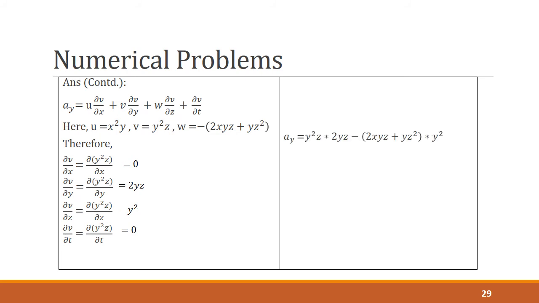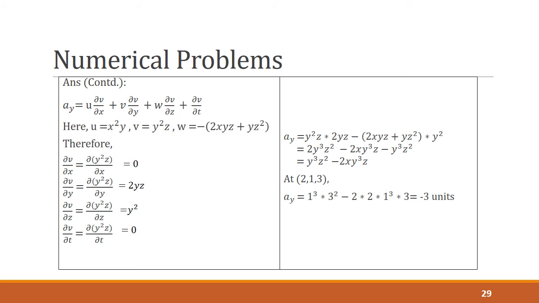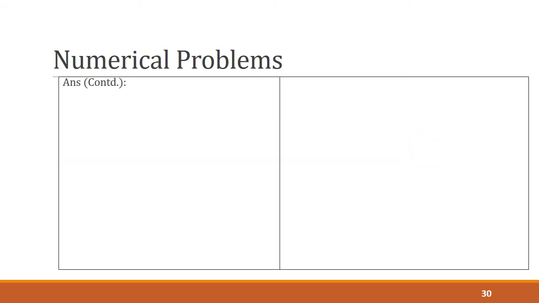Substituting this in the expression for ay, we would obtain ay is equal to y squared z into 2yz minus 2xyz plus y squared into yz squared into y squared. So we will end up with a polynomial y cube z squared minus 2xy cube z. Substituting the point 2, 1, 3, we would obtain ay to be equal to minus 3 units.